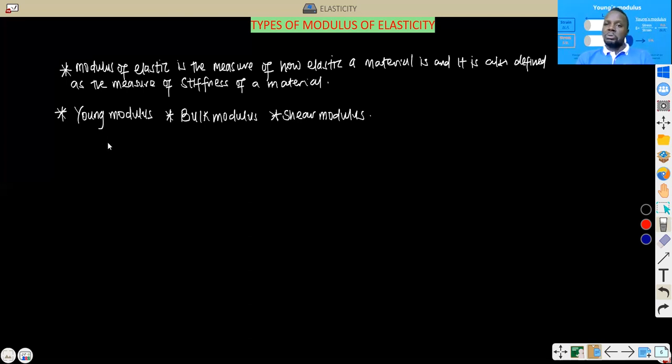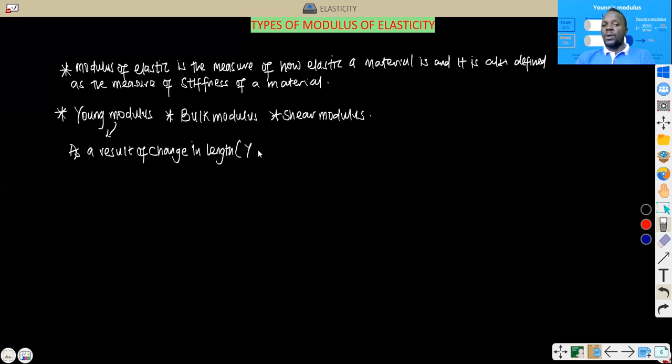I think maybe we should put down a note. From what we have learned before, we said that we can say Young modulus is as a result of change in length. So generally, mathematically, it is denoted by Y. Keep that at the back of your mind.